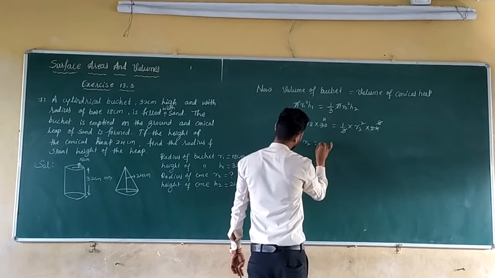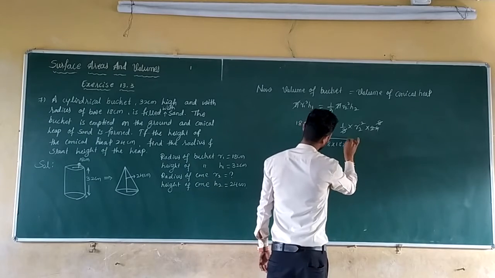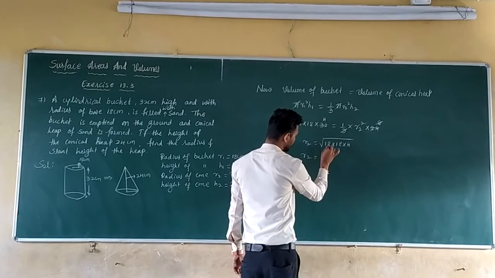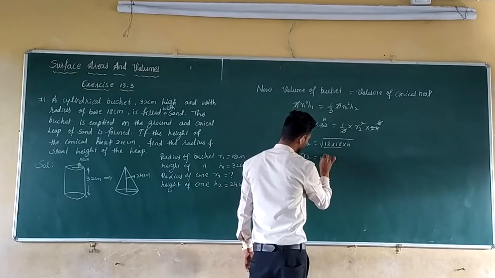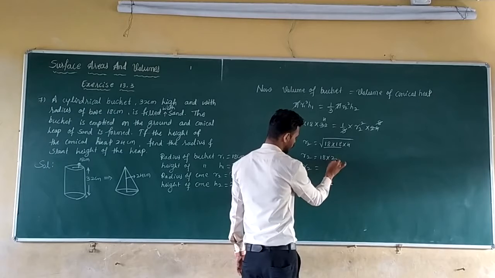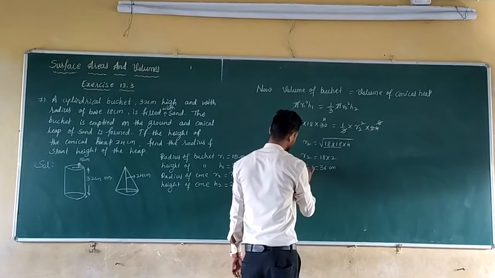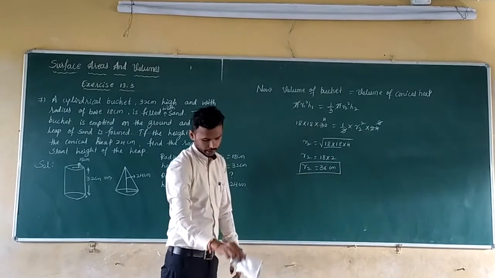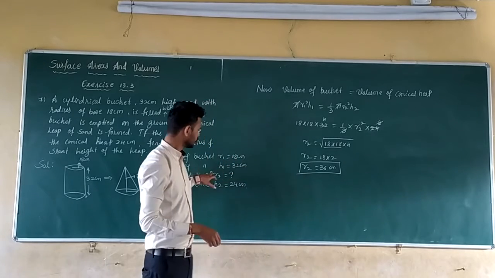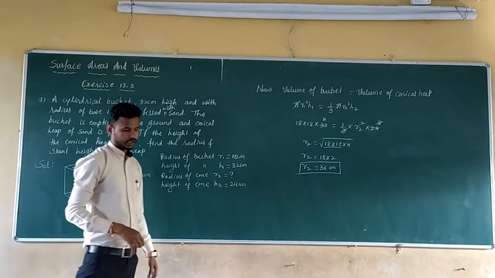Therefore R2 square equals 18 into 18 into 4. If you remove the square, that will become square root. So R2 equals 36 centimeter. So the radius of this conical heap is how much? 36 centimeter.